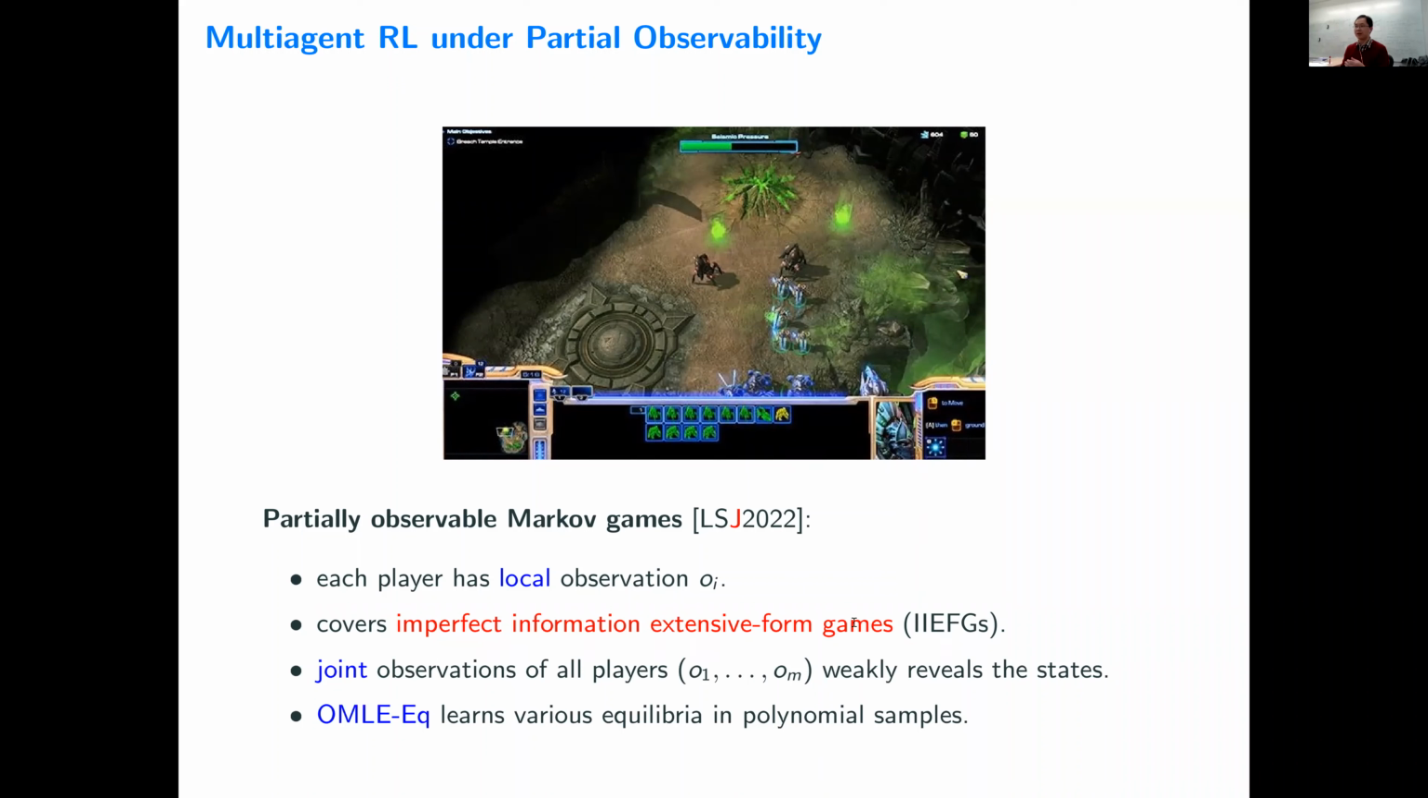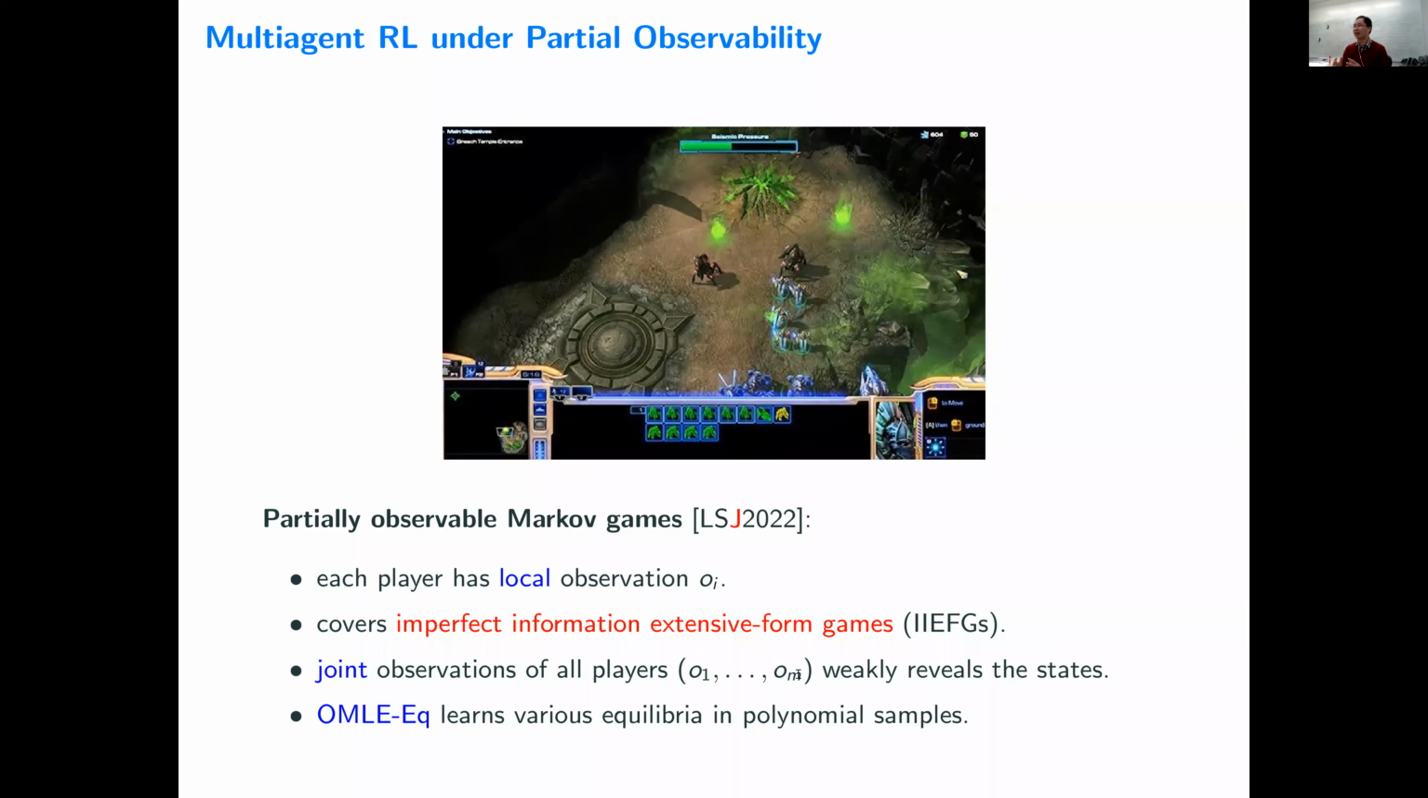The problem structure is very similar. In the POMDP, we say it's weakly revealing, that is, the observation reveals something about the states. In the Markov games, what we say is that as long as the joint observation of all players, where we put the information about all observations together, somehow reveals some information about the states, then this problem becomes tractable. We can learn the Nash equilibrium, and we can learn the correlated equilibrium. And we just need to slightly change our algorithm.